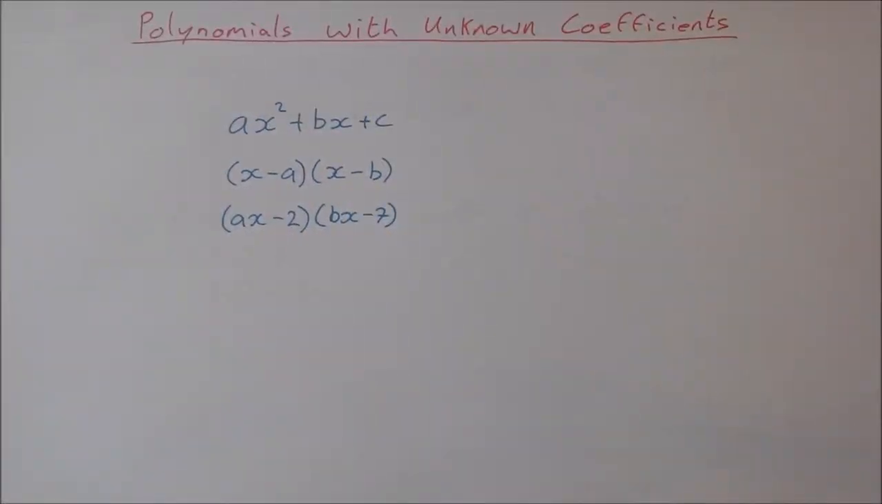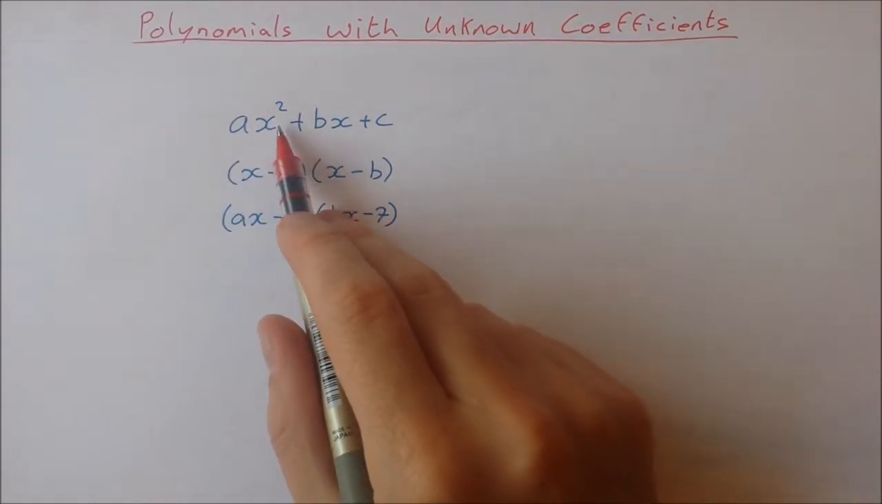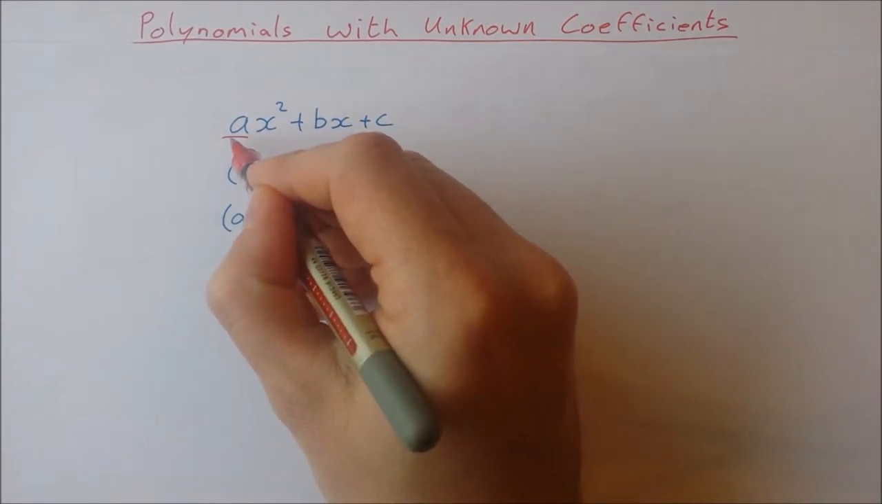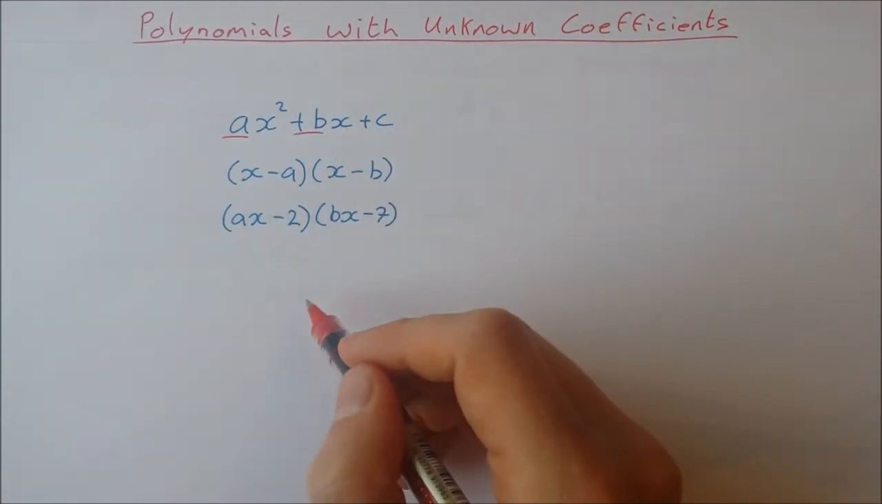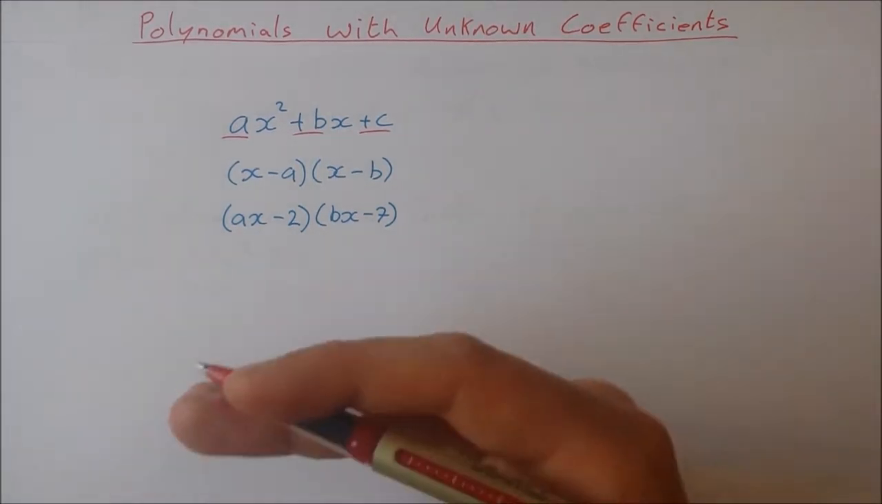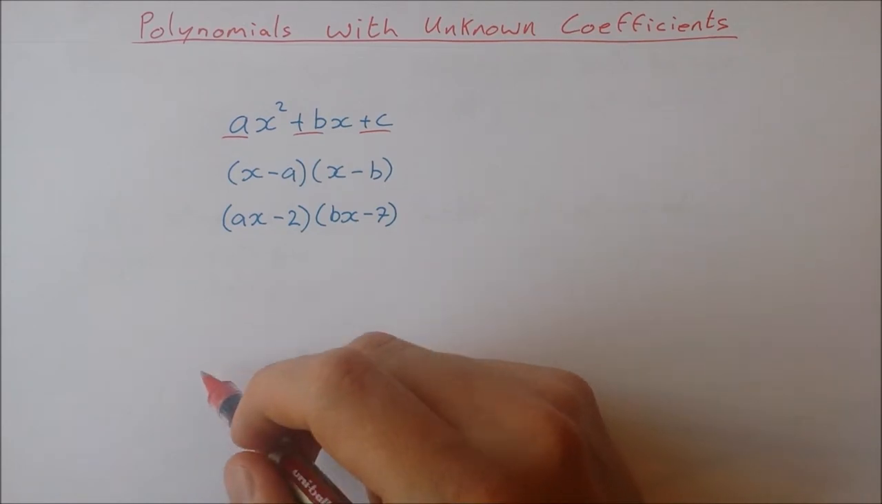Okay, in this video, we're going to take a look at polynomials with unknown coefficients. Now, a polynomial with unknown coefficients can be something like ax squared plus bx plus c, where we don't know the coefficient of x squared, we don't know the coefficient of x, and we don't know the constant. Or maybe we might know one or the other, or a couple of them, but there's always going to be one that we don't know.